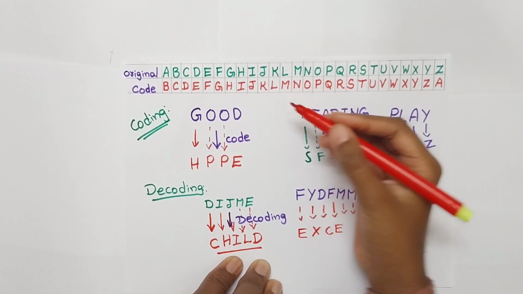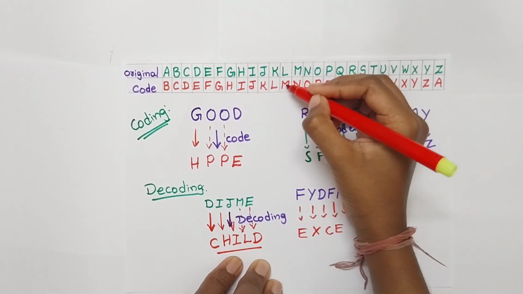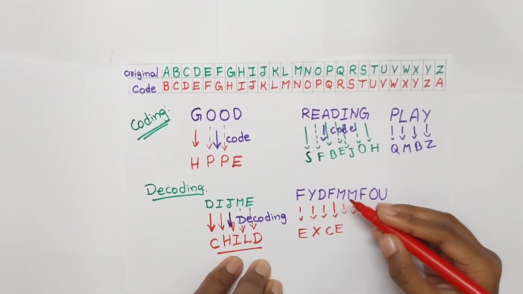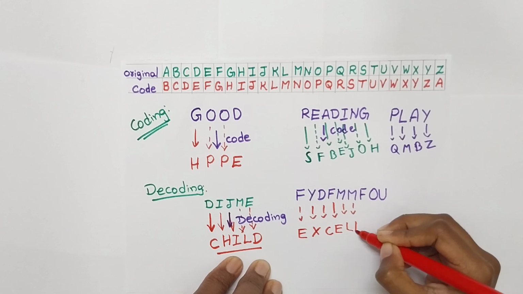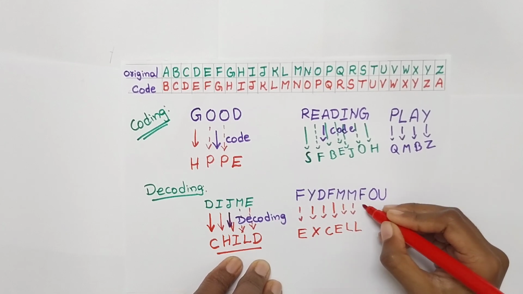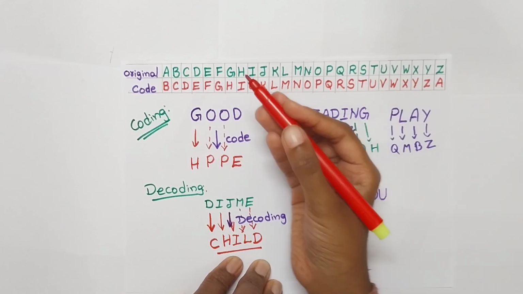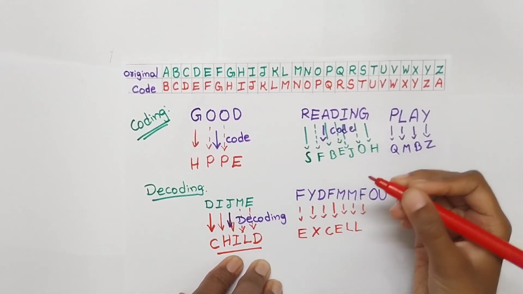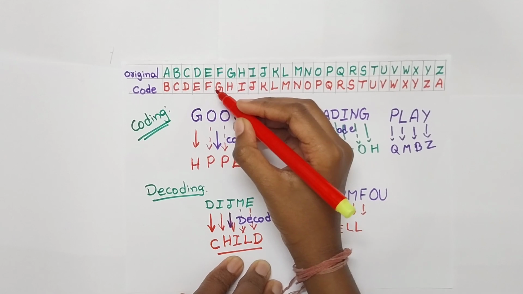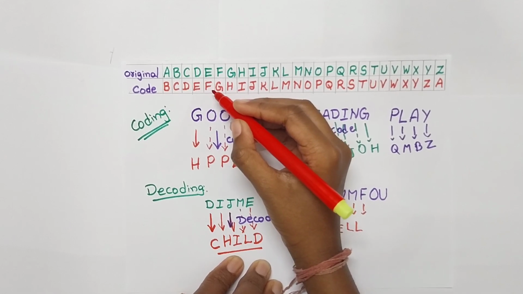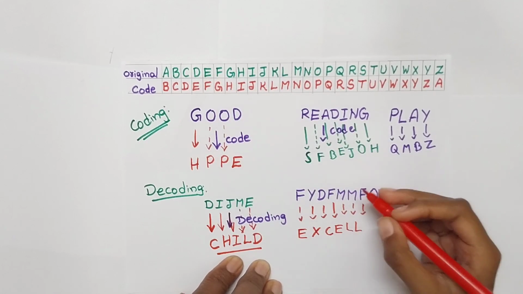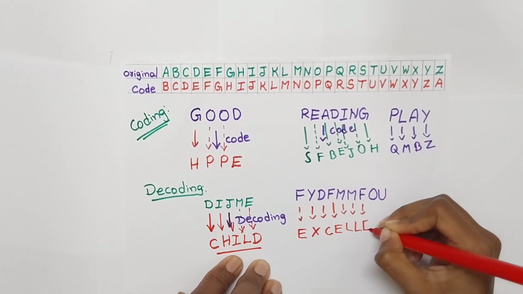Now, where is M in the second line? Here is M in the second line. For the M, the original letter was L. Where is F in the second line? Here is F in the second line. For the F, E was the original letter. E.